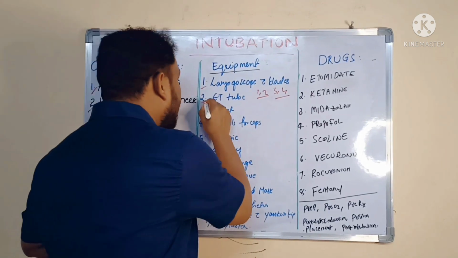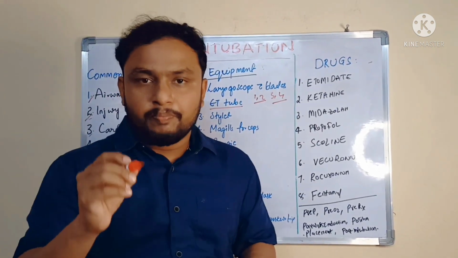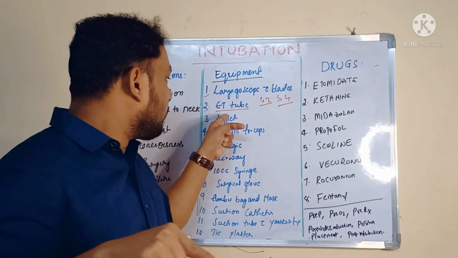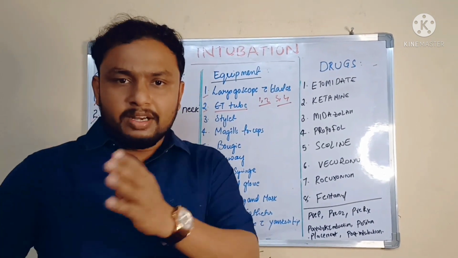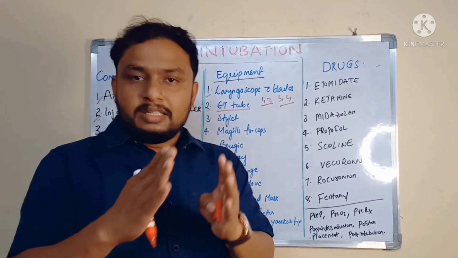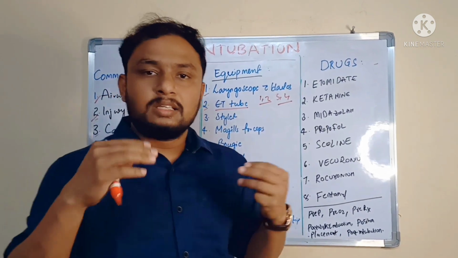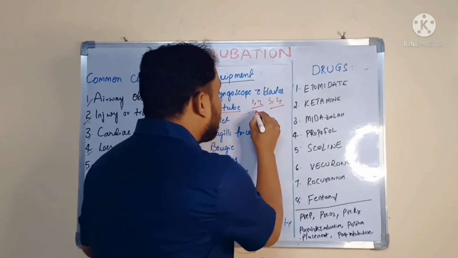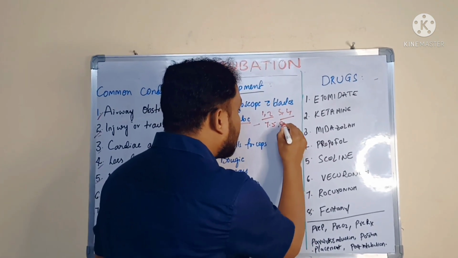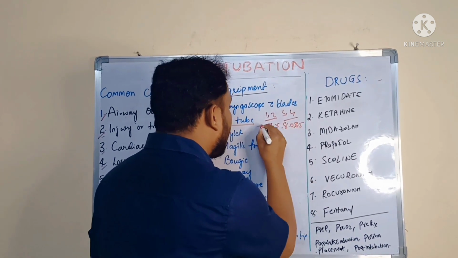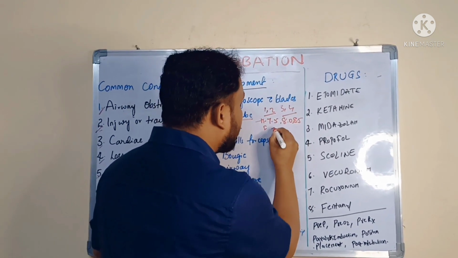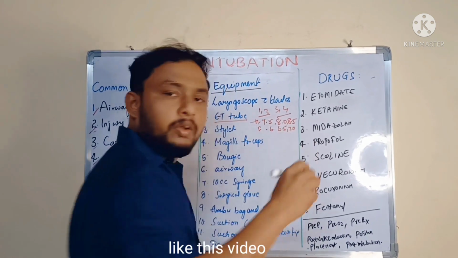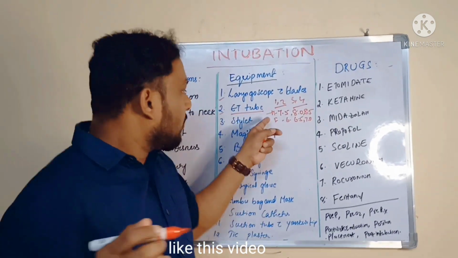The next thing to be kept ready is the ET tube, the endotracheal tube. This tube is inserted into the trachea through the mouth. It is also available in different sizes, depending on the age or the person's neck size. For adults, commonly for males we will use 7.5, 8, 8.5, and for females 6, 6.5, 7, and 7.5 also.